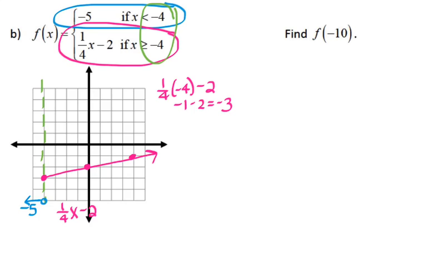Now to find the function, I'm finding f of negative 10. So you need to see where this negative 10 fits in your scenarios over here. Negative 10 is less than negative 4, which means we are going to use our blue function. So I have f of negative 10 equals, now again, since that doesn't have an x, it's just going to end up equaling negative 5, since there's nowhere to plug in the x and it's a constant function.